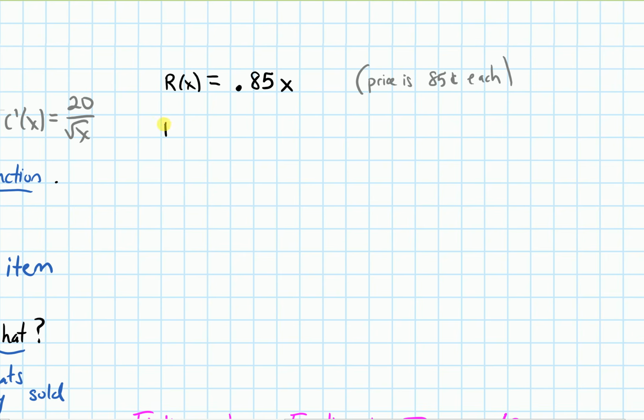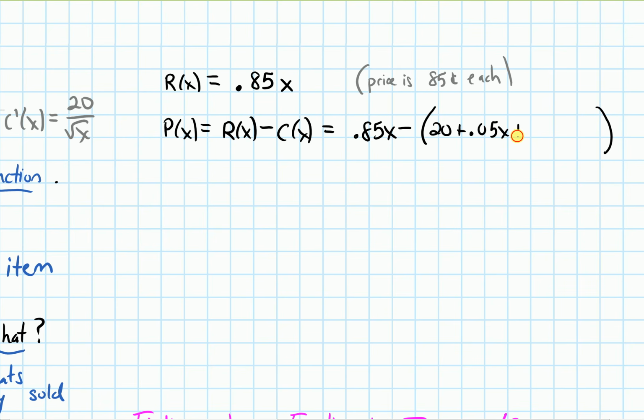So the profit function is revenue, r of x, minus the cost function, c of x. If we plug in, the revenue is 0.85x minus the cost function. I'm going to put the cost function in parentheses so I don't forget to distribute the negative sign to all the terms. The cost function was 20 plus 0.05x plus 0.002x squared.